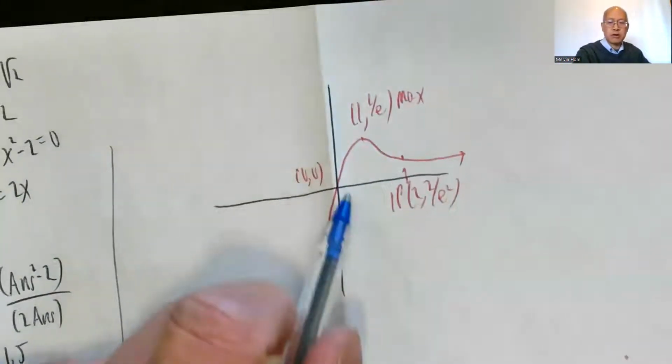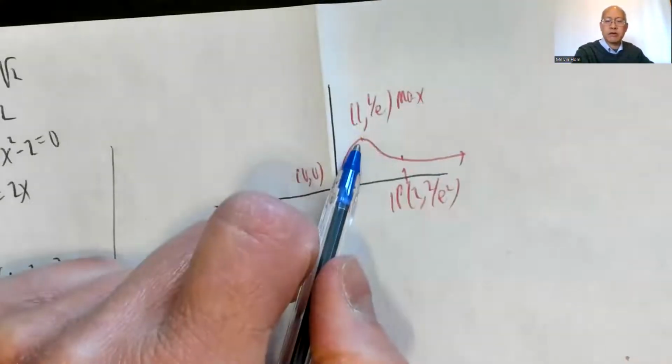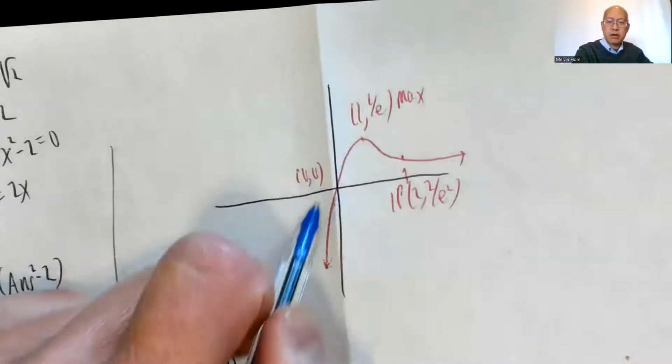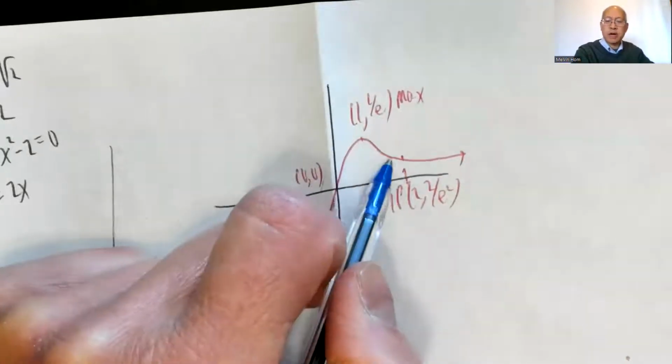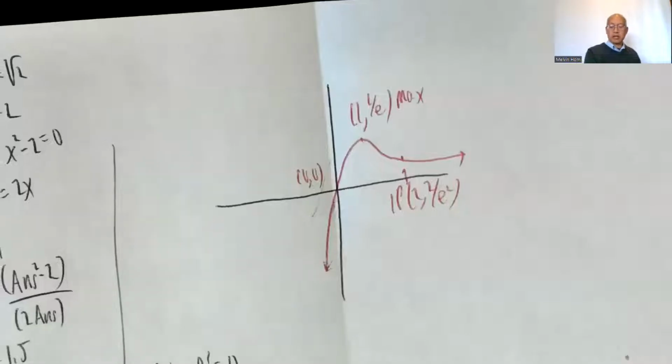And here's my graph. Goes through the origin, increasing up to the maximum at (1, 1 over e), decreasing, still concave down, then switches to concave up at (2, 2 over e squared) the rest of the time.